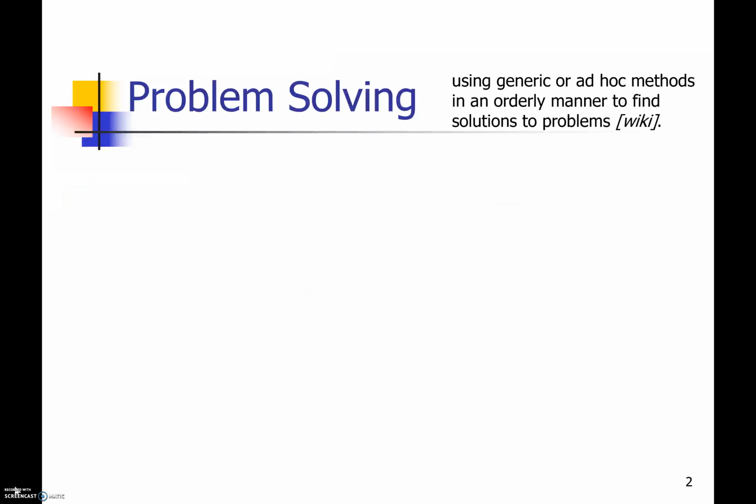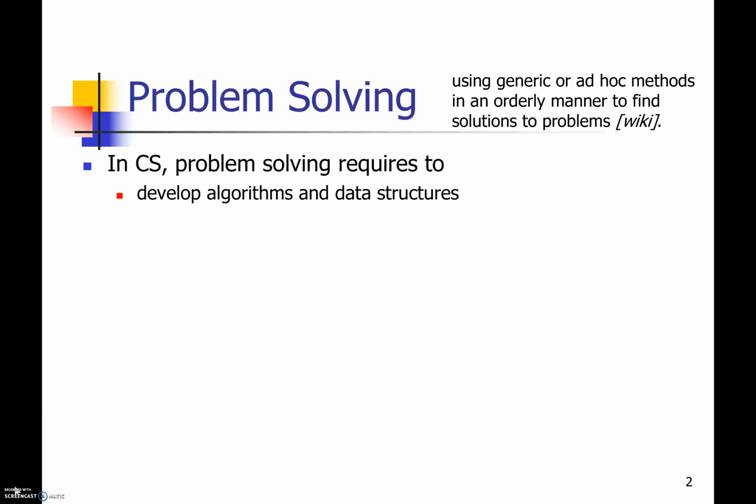Okay, so problem solving is defined as generic or ad hoc methods that can be used in an orderly manner to find a solution to a problem. This could be a math problem or any other type of problem, right? In CS, when we talk about problem solving, depending on whatever problem you have, we are interested in developing what's known as algorithms and some data structures that allow us to process our data or information.